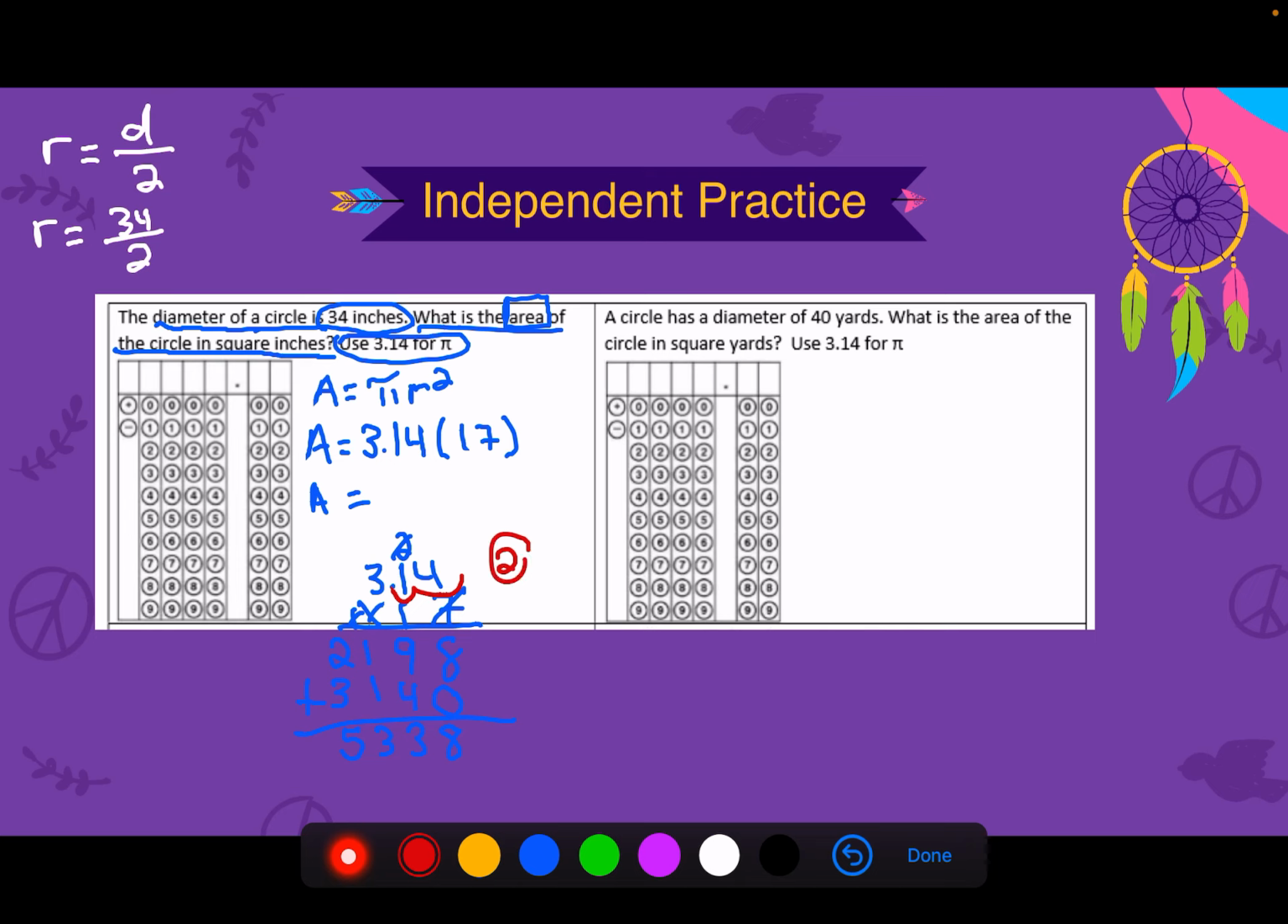Okay? And how many decimal spaces did we have here? 2. Did we have any here in our 17? No. So that means down here we're going to have 2 decimal spaces in our answer. So we're going to move our decimal two spaces. So your answer should be 53.38. So remember, your decimal's there.